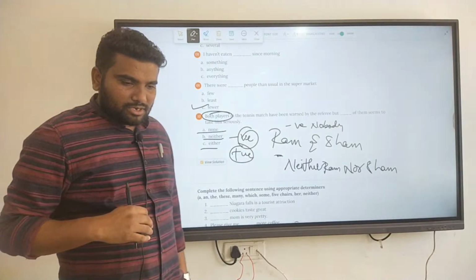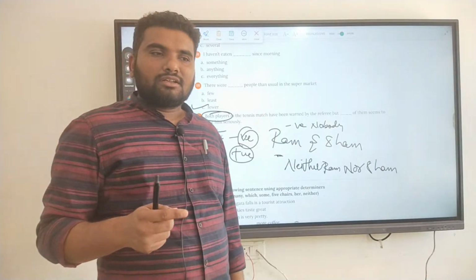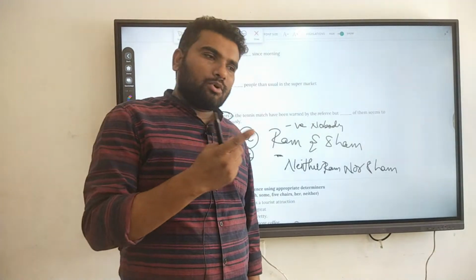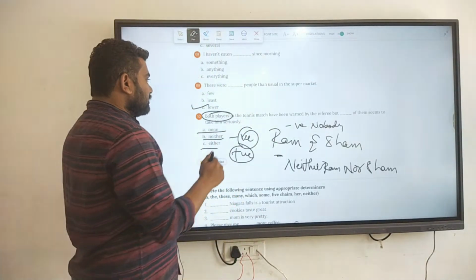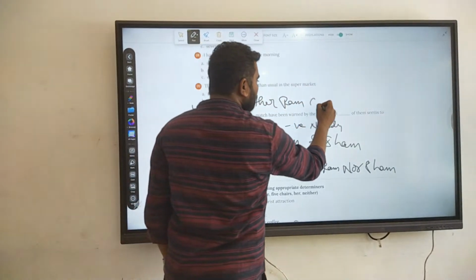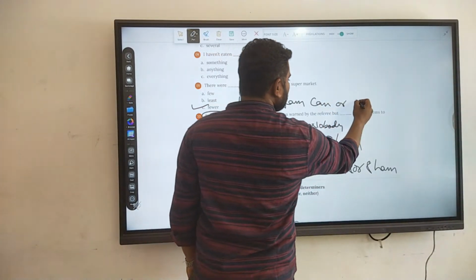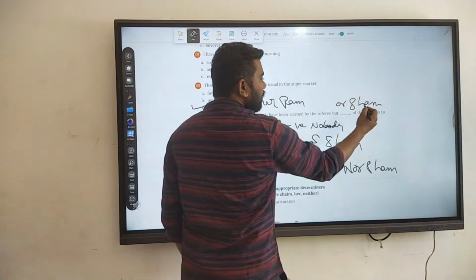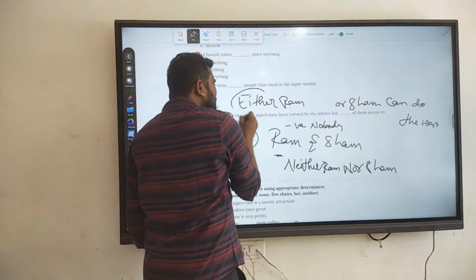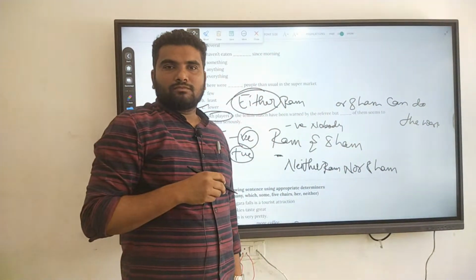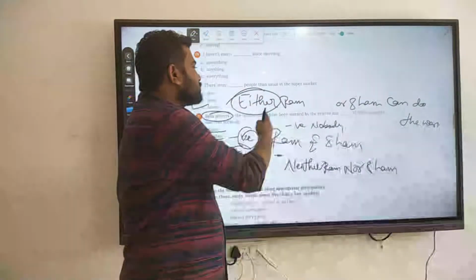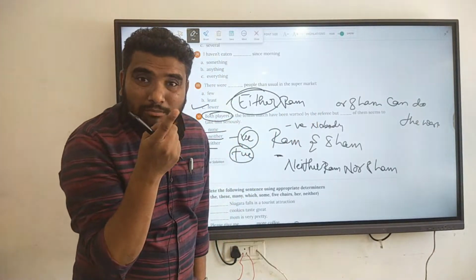And see another example. So I have a work to be done and two children in the class. I don't bother who does the work, but I want somebody to do the work. Okay. For example, either Ram or Sham can do the work. When I use either, it talks about positive or it talks about the presence. It means the work will be done, but we don't know who is going to do it between these two.